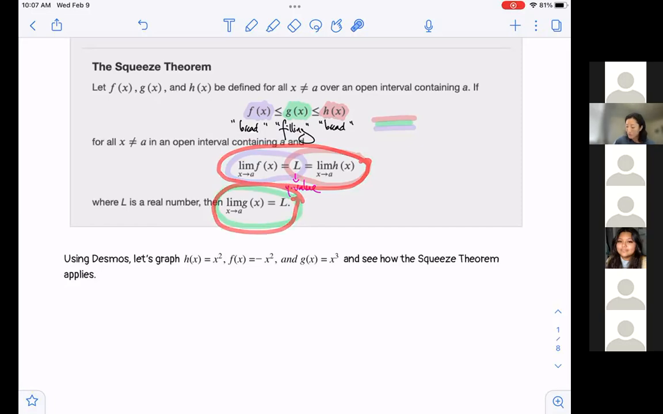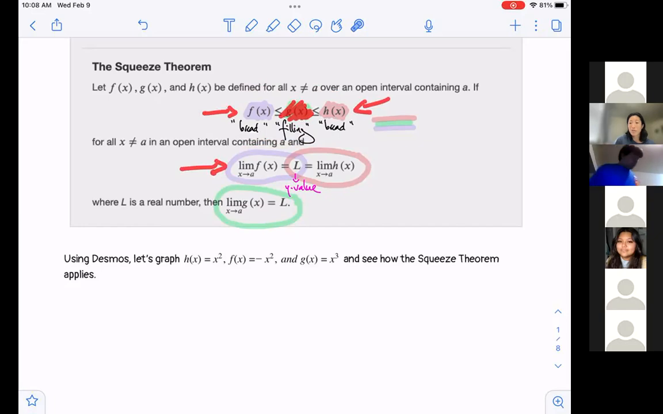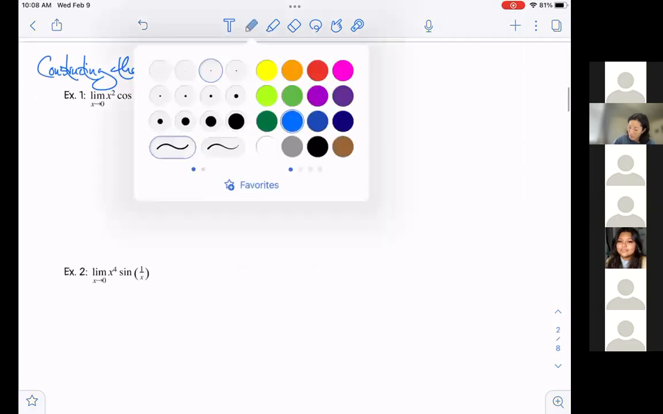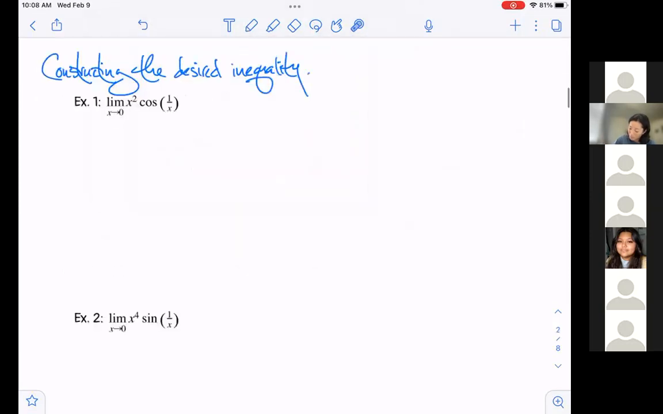Okay. Another way of thinking about it is I sort of have this function that for whatever reason, I can't find a limit for it. But I know the limit of some things around it. So if I know the things around it, right, that's what this line tells us, if I know the things around it, then I can find the limit of the things between it. Okay. So let's see what we can do.